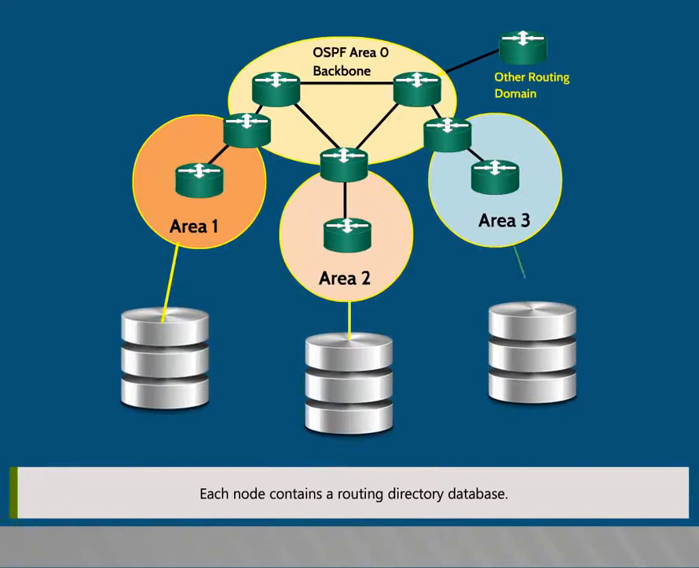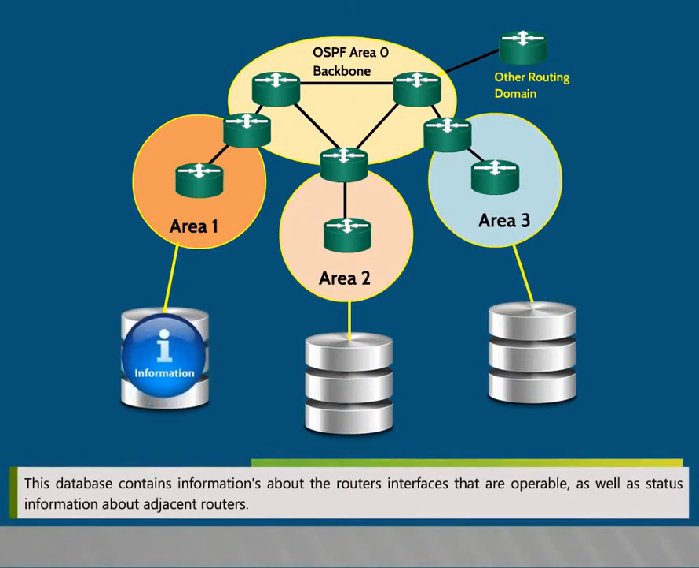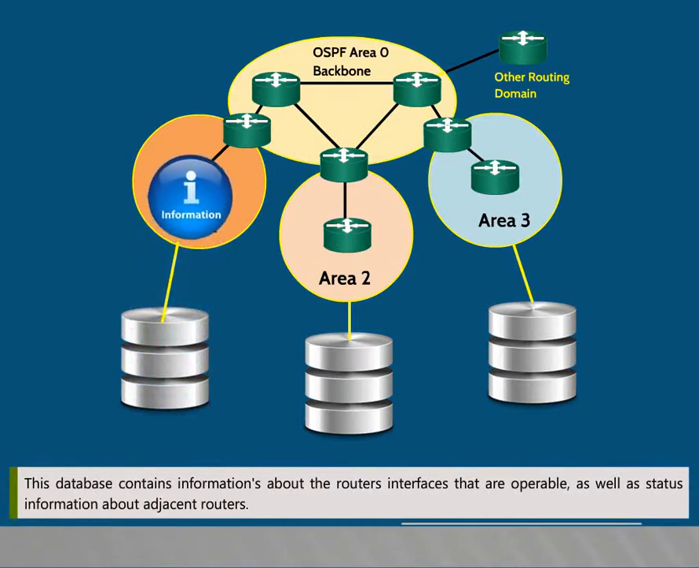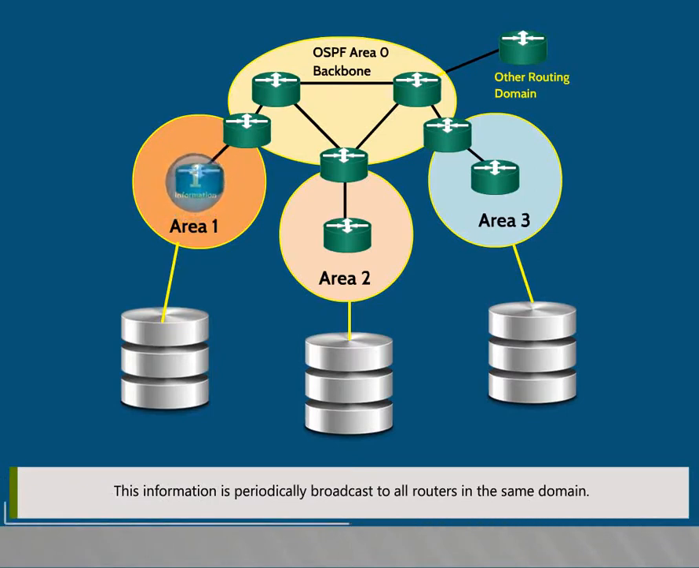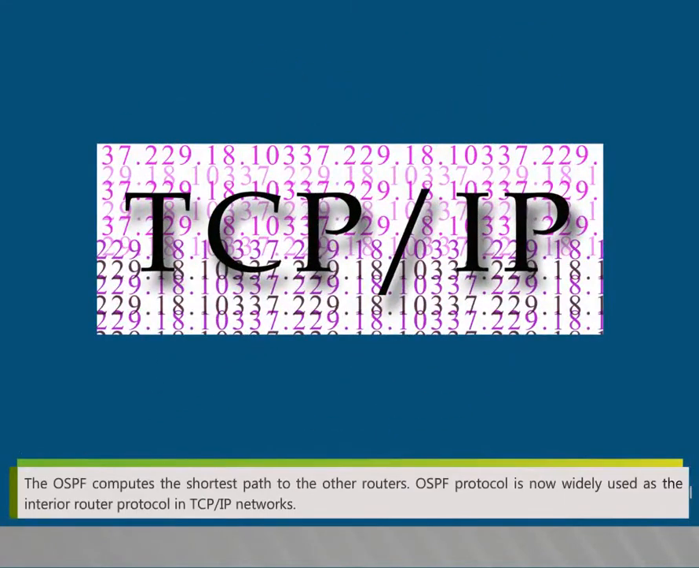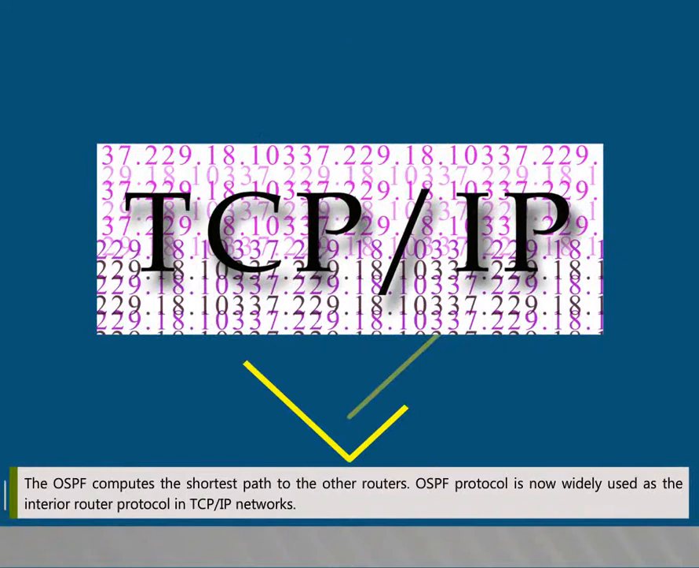Each node contains a routing directory database. This database contains information about the router's interfaces that are operable as well as status information about adjacent routers. This information is periodically broadcast to all routers in the same domain. OSPF computes the shortest path to the other routers. OSPF protocol is now widely used as the interior router protocol in TCP/IP networks.